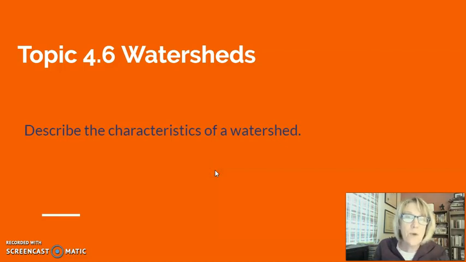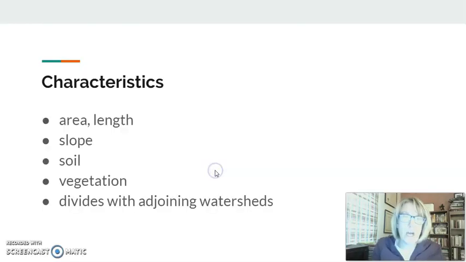Okay, topic 4.6, watersheds. So this is actually thrown in here. I think we talked about it more when we were talking about water use, but can you define a watershed? Do you know what area encompasses a watershed? And the curriculum basically talks about being able to describe a watershed using these characteristics. So the area, the length. So again, what area does it encompass?